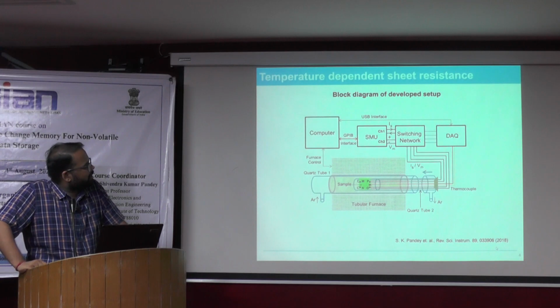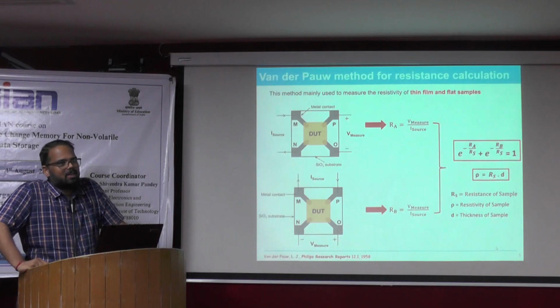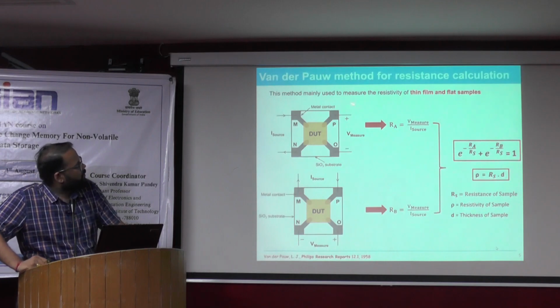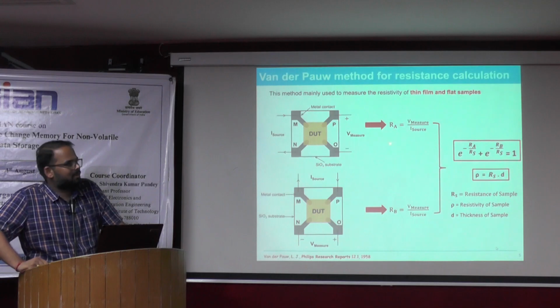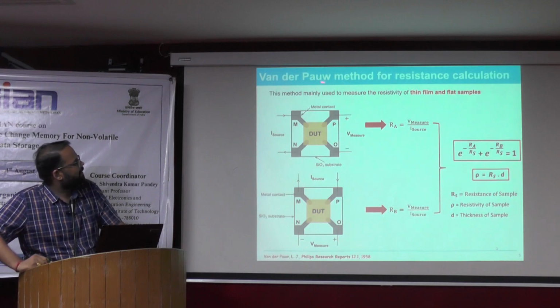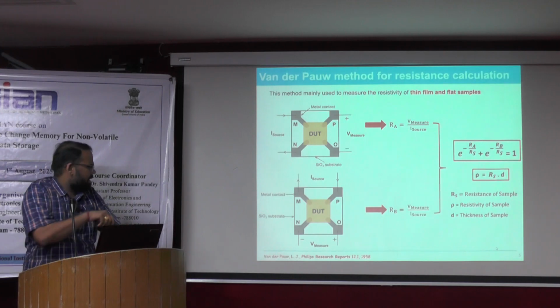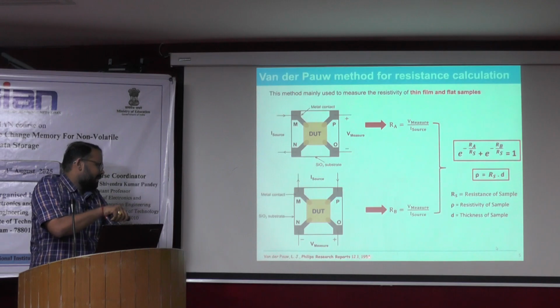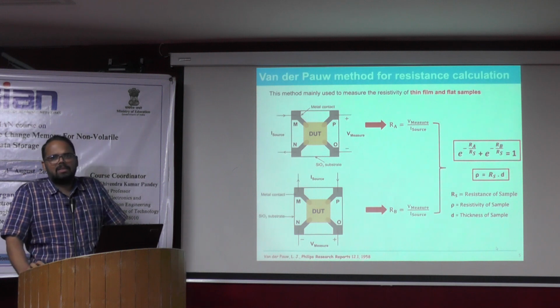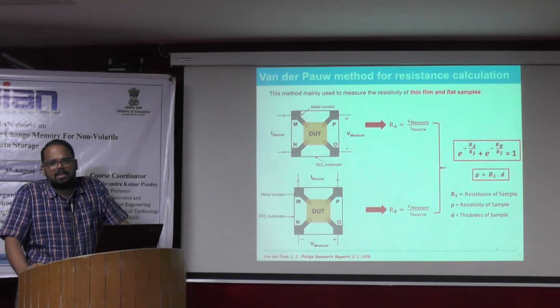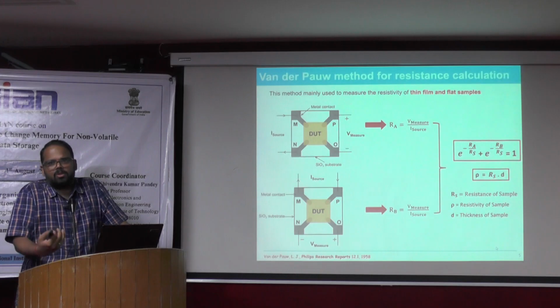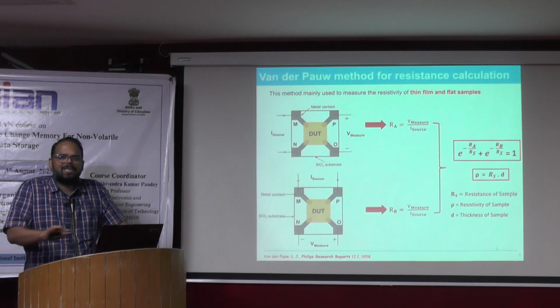So what method is actually used here? If you see the whole setup, the thin film of this material is characterized using the Van der Pauw method. The Van der Pauw method was reported long back in 1958, as you can see from this Philips research report. They proposed a method to identify the resistance of any non-uniform sample, or any sheet, I would say.